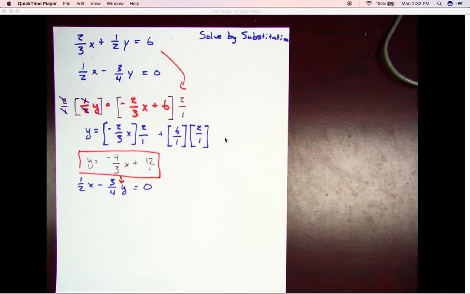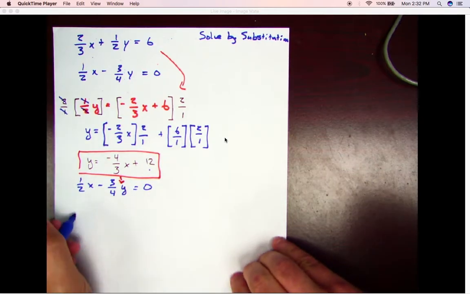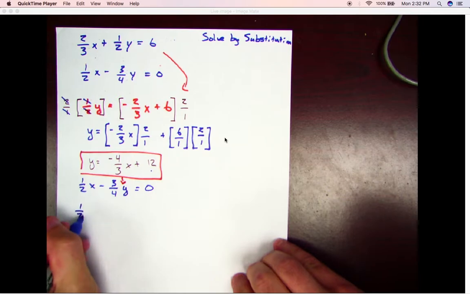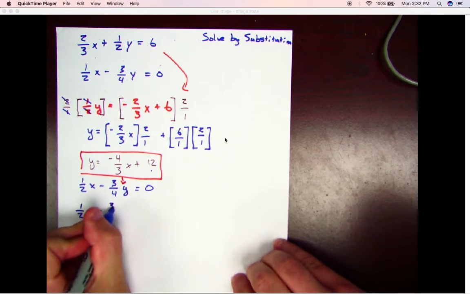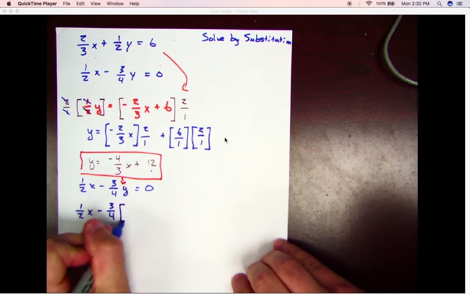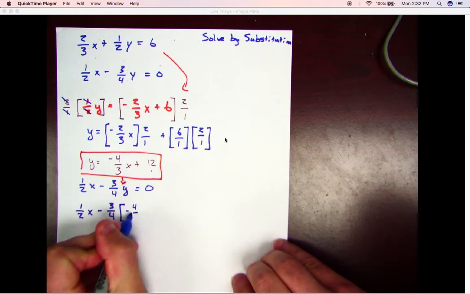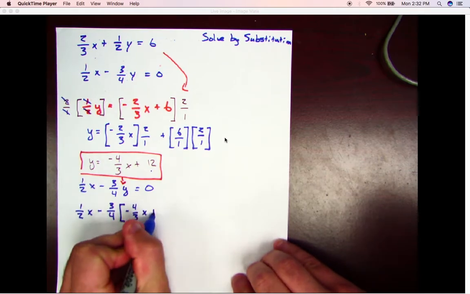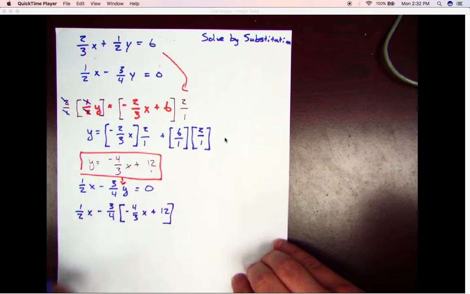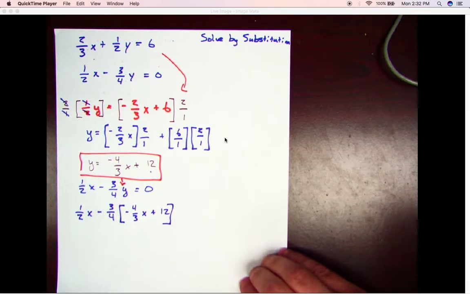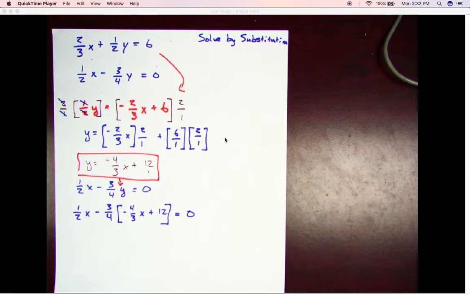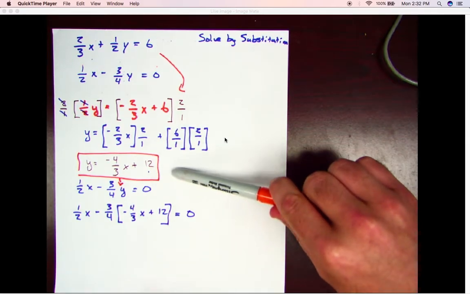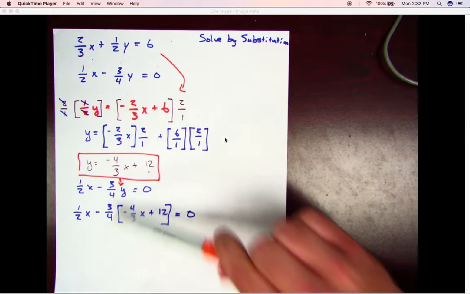How that would look, this would be 1/2 x minus 3/4 times negative 4/3 x plus 12 equals 0. There we go. So we took the equation that we just solved for, and we plugged it in for that little y value right there.